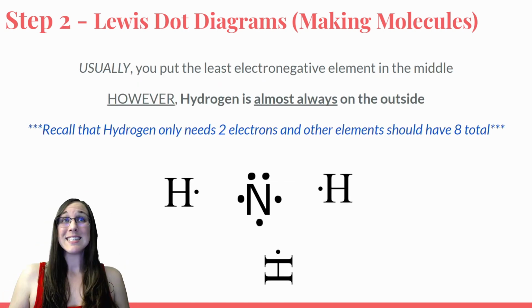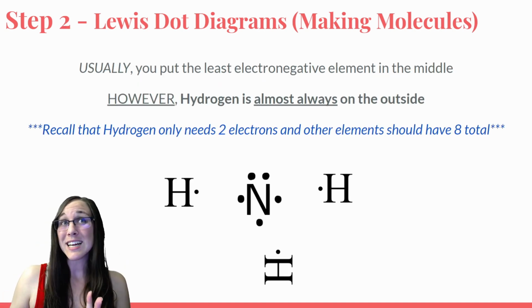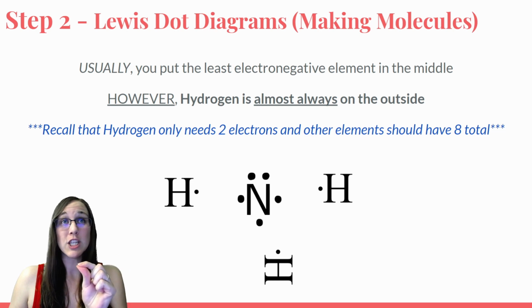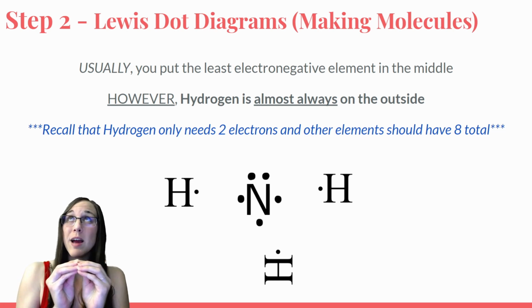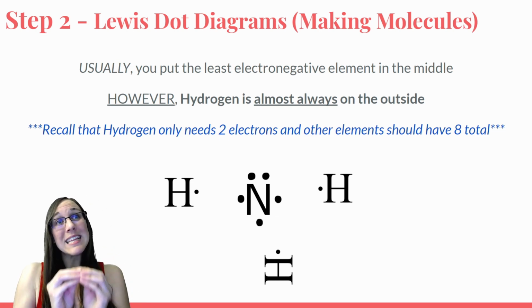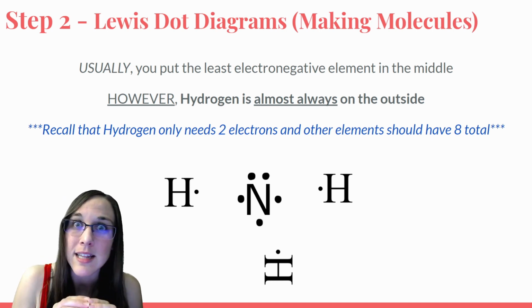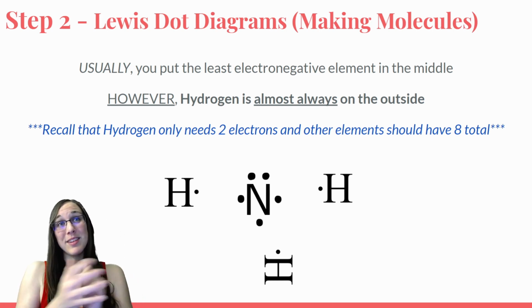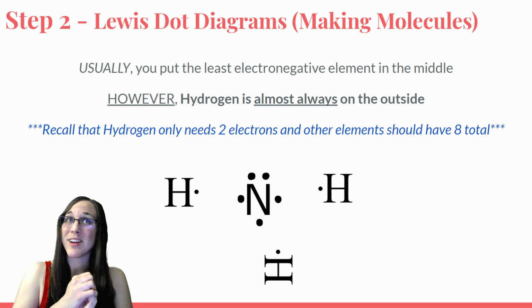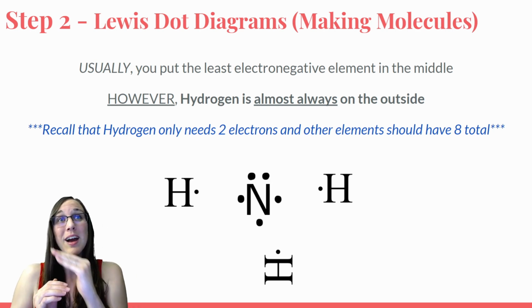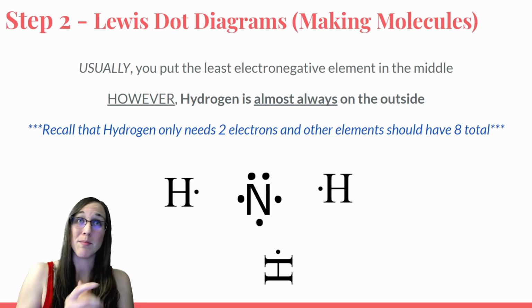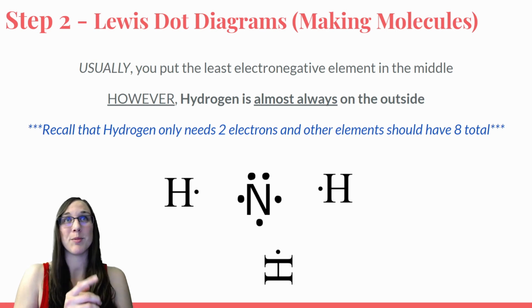Step 2. Typically, you're going to put the least electronegative atom in the middle. So you're going to arrange these atoms you've now drawn previously and pick the least electronegative one. What's the least electronegative one? Check your periodic table. That's how you're going to know, based off of the electronegativity trend going across the periodic table towards fluorine, being the most electronegative atom on the periodic table.